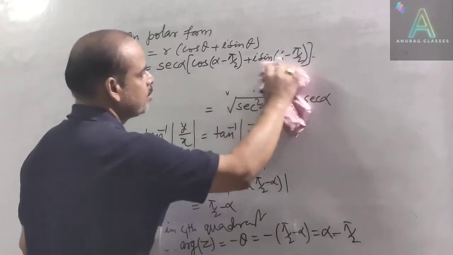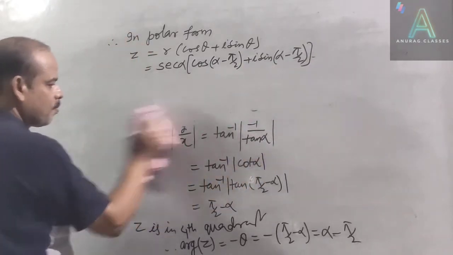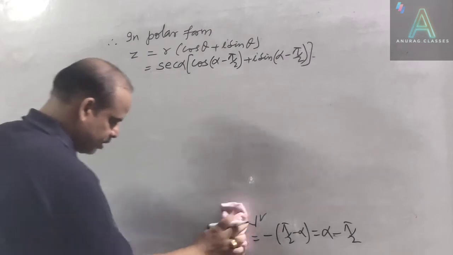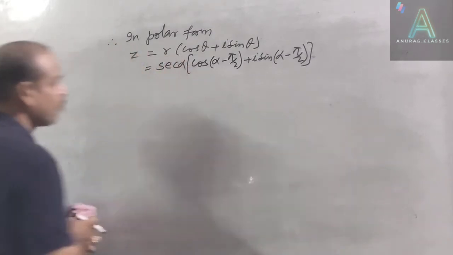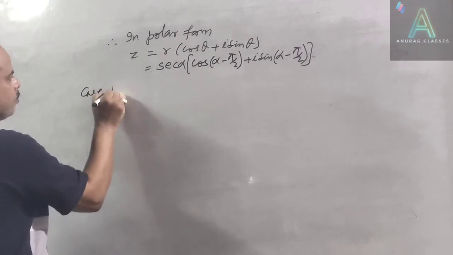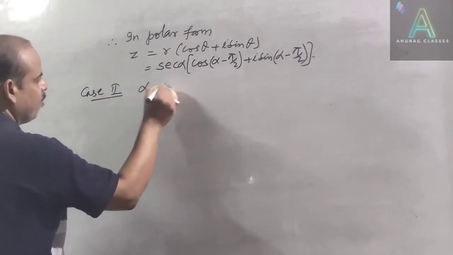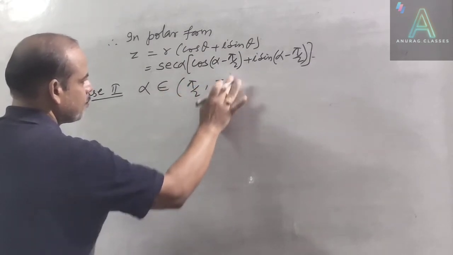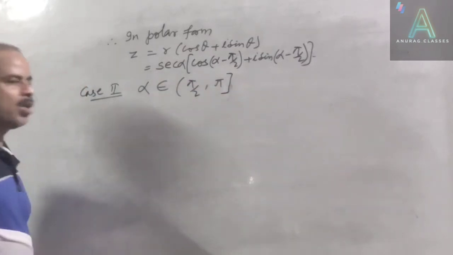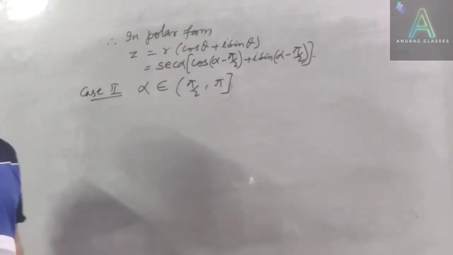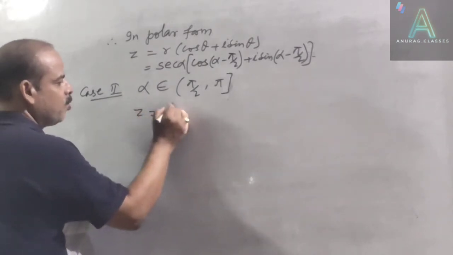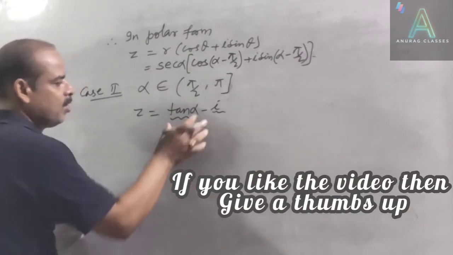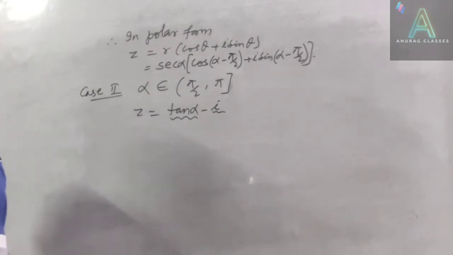Again I am going to erase it. Now we will discuss upon second case. Case 2, that is alpha belongs to pi by 2 to pi. Clearly, if alpha is in second quadrant, then the value of tan alpha is negative. So in the complex number z is equal to tan alpha minus iota, tan alpha is going to be negative and it is also negative. Both are negative. So z lies in third quadrant.